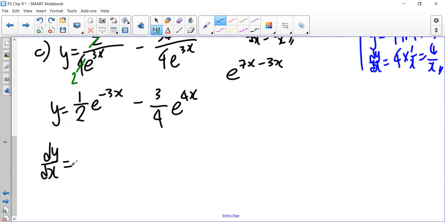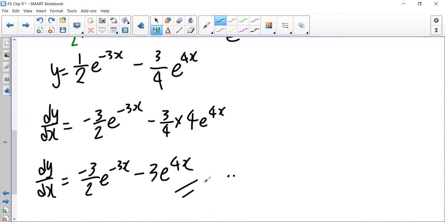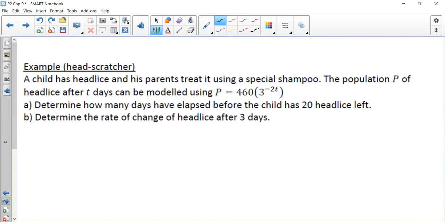Differentiate e to the power of -3x, you multiply by the coefficient, which is -3. So -3 over 2, e to the power of -3x. Remember, when you differentiate e, the power doesn't change. Differentiate e to the power of 4x, you multiply by the 4, so it'll be 3/4 times 4e to the power of 4x. The 3/4 times 4 will cancel out to be 3, so dy by dx equals -3 over 2 e to the power of -3x minus 3e to the power of 4x. That's the final answer. One more, a head scratcher.